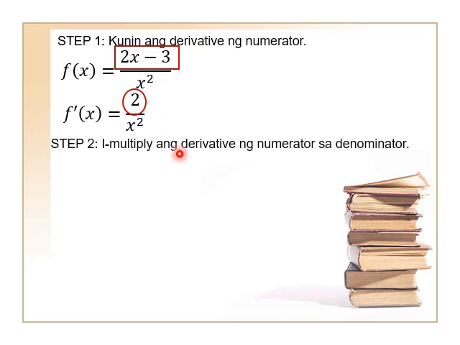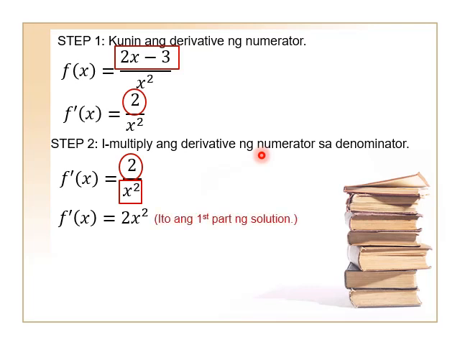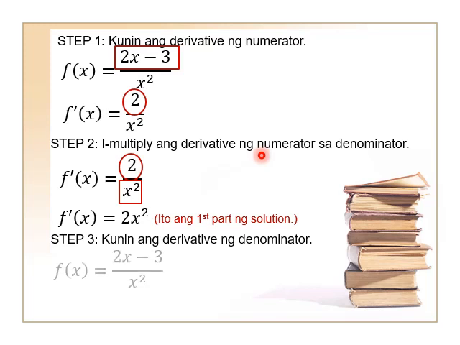Okay. So, obviously, ang derivative ng 2x minus 3 is 2. Now, multiply natin ang derivative ng numerator sa denominator. So, 2 ang numerator, denominator mo is x squared. Kaya ang sagot is 2x squared. So, ito yung first part ng solution. Now, second part naman, kukunin muna natin yung derivative ng denominator. Denominator natin is x squared, so the derivative would be 2x, kasi di ba bababa natin yung 2 and then x, and then 2 minus 1 equals 1. Kaya naging 2x to.